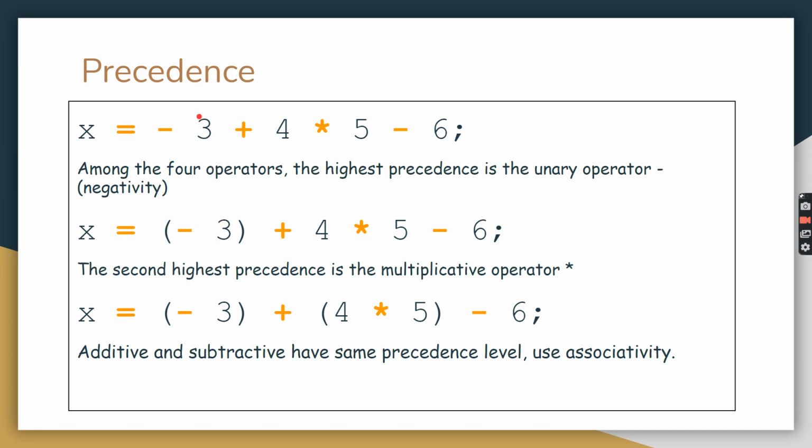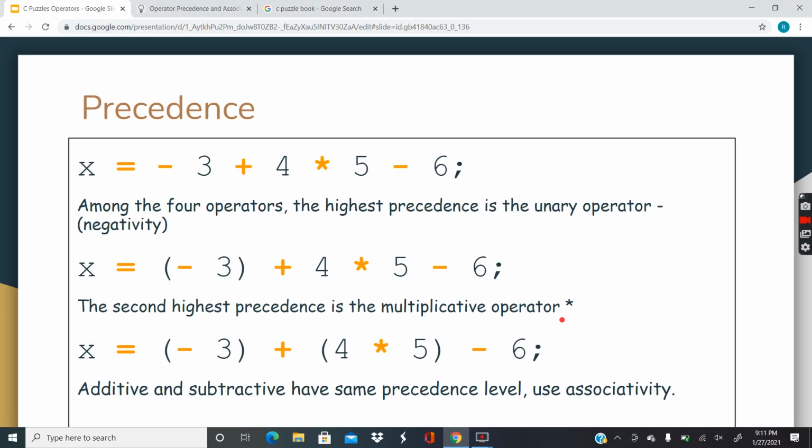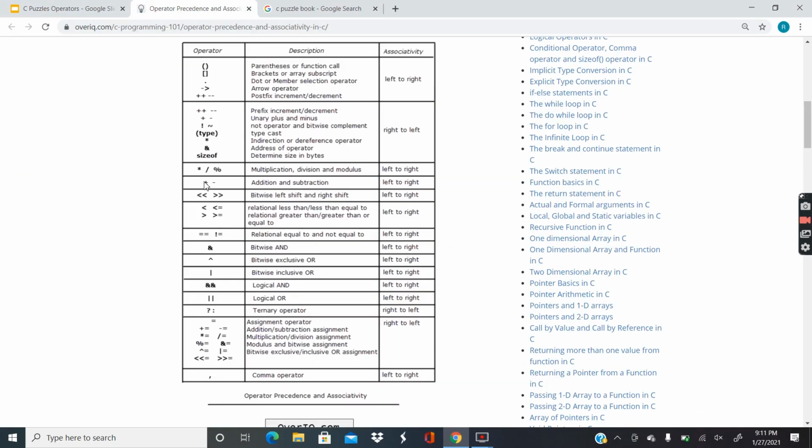As we can see here with the 3, there is no other number in front, so this minus sign will bind to 3, making it the negativity sign. Following the unary operator, the operator with the second highest precedence is the multiplicative operator, and we can check that by looking at the table real quick. As we saw before, following the unary, the multiplication, the division, and this percent sign, which is the modulus, have higher precedence than the additive and subtractive operations.